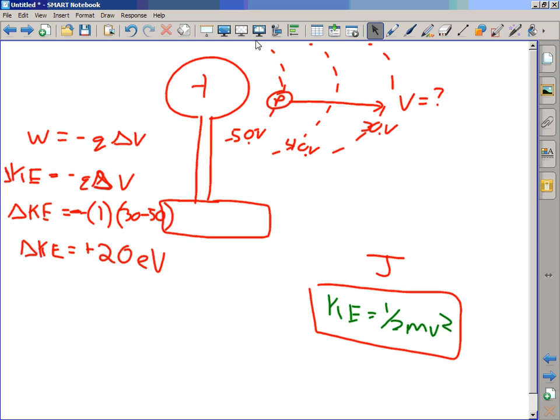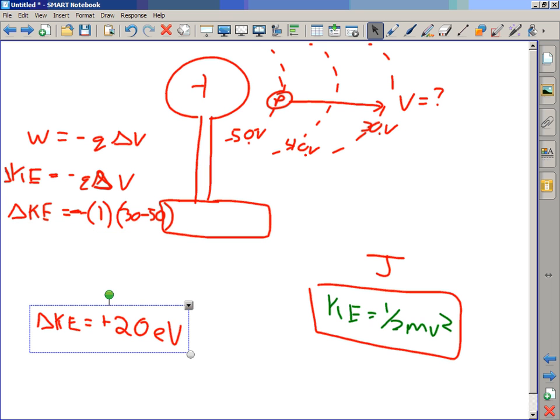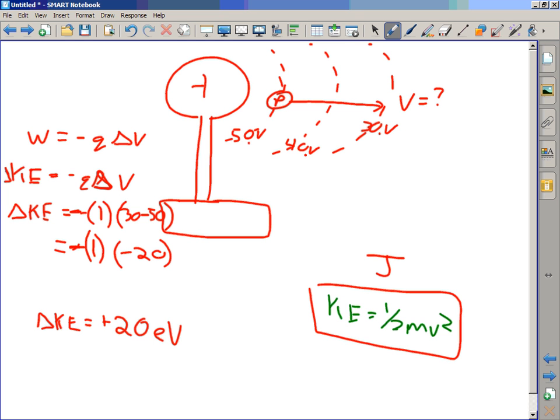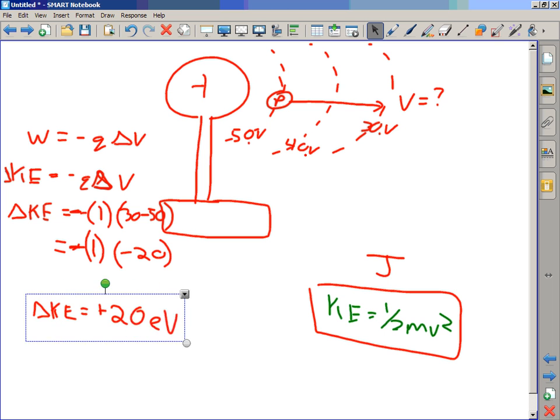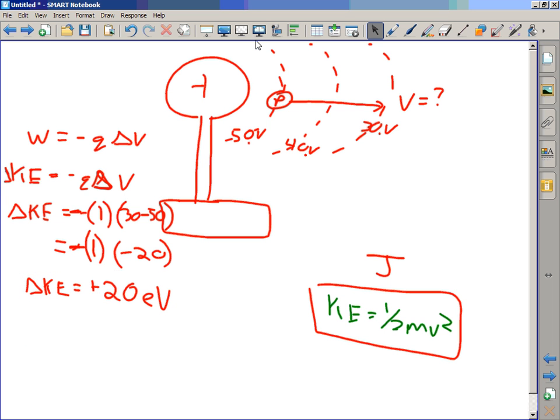Good question. I kind of skipped a step here. This is -1, a negative out in front, times -20. That gets me over to my positive 20 eV. Now I can't plug that into the other equation.